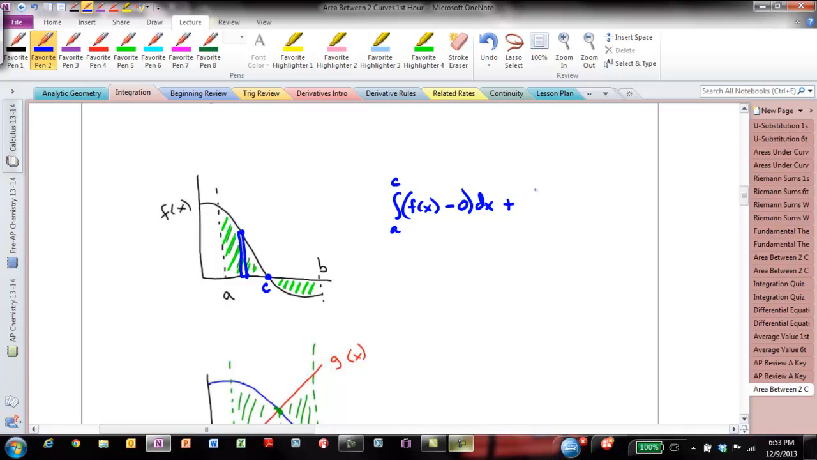And then we want to add, and this next integral has to represent this shaded area, but we need to make it positive. So there are many ways you can make it positive.